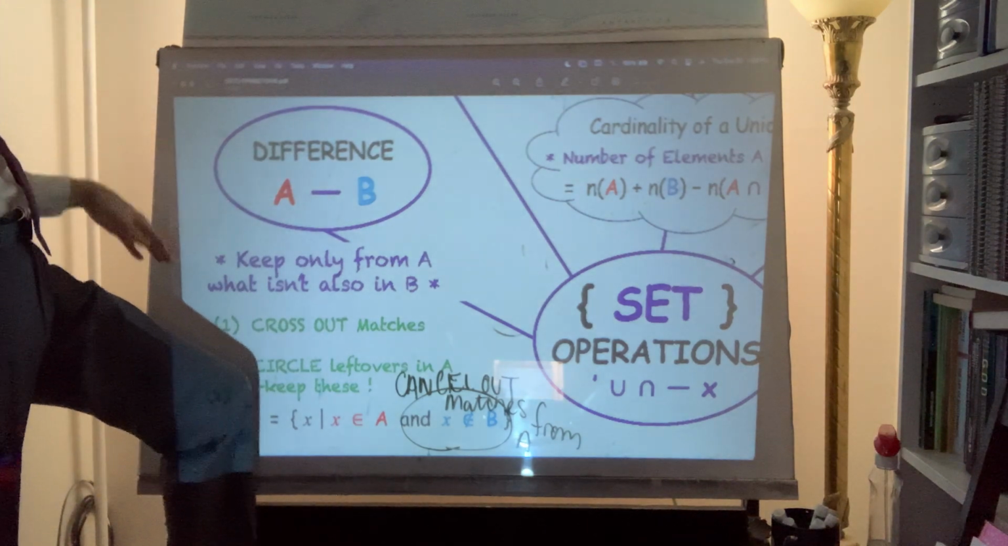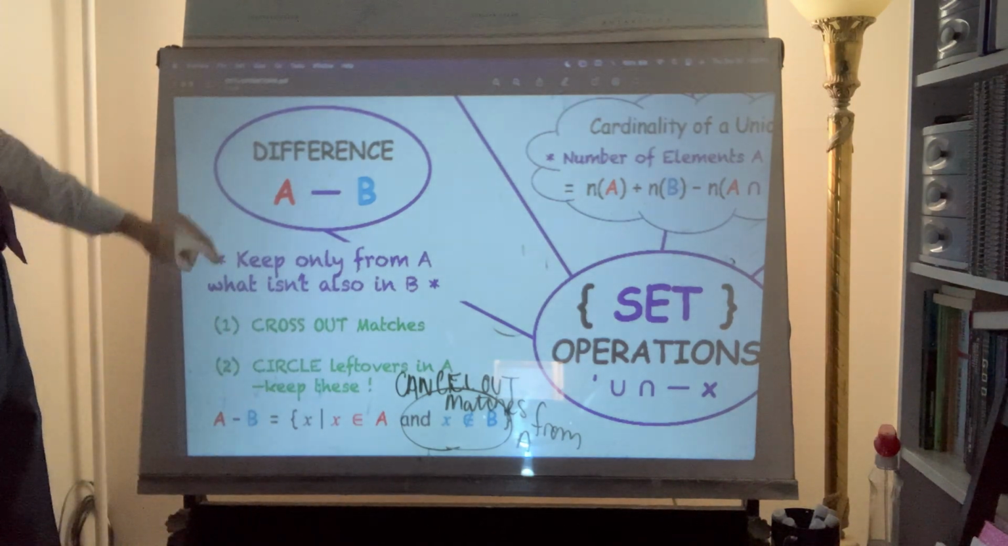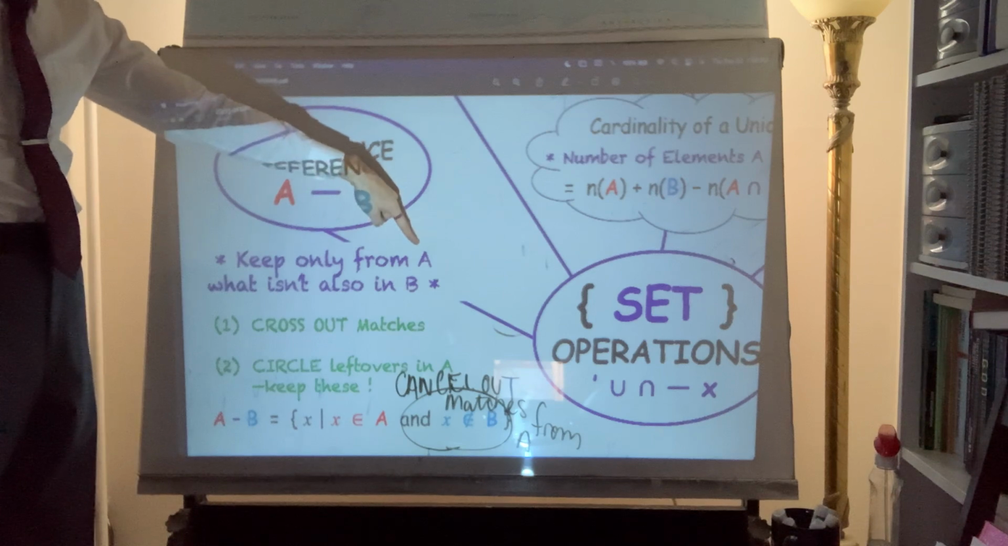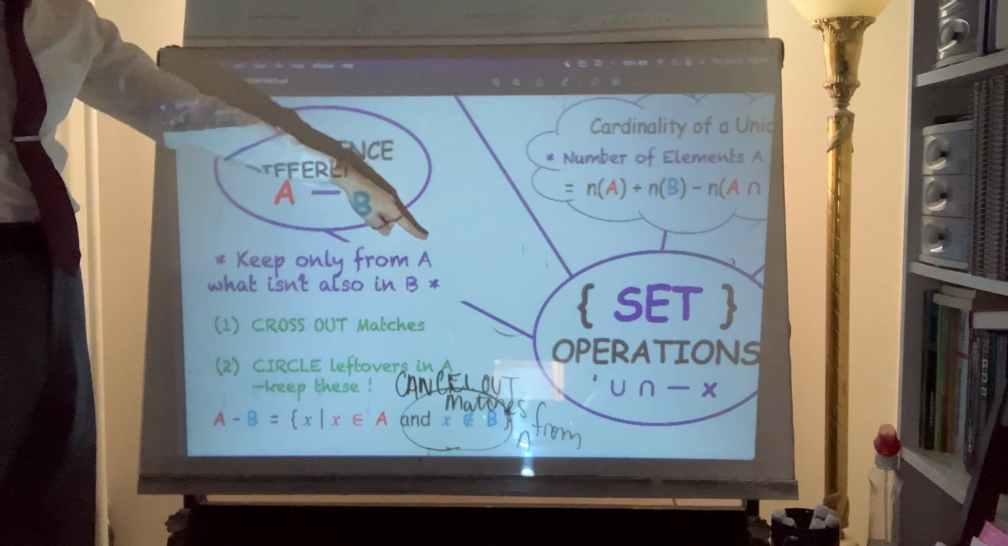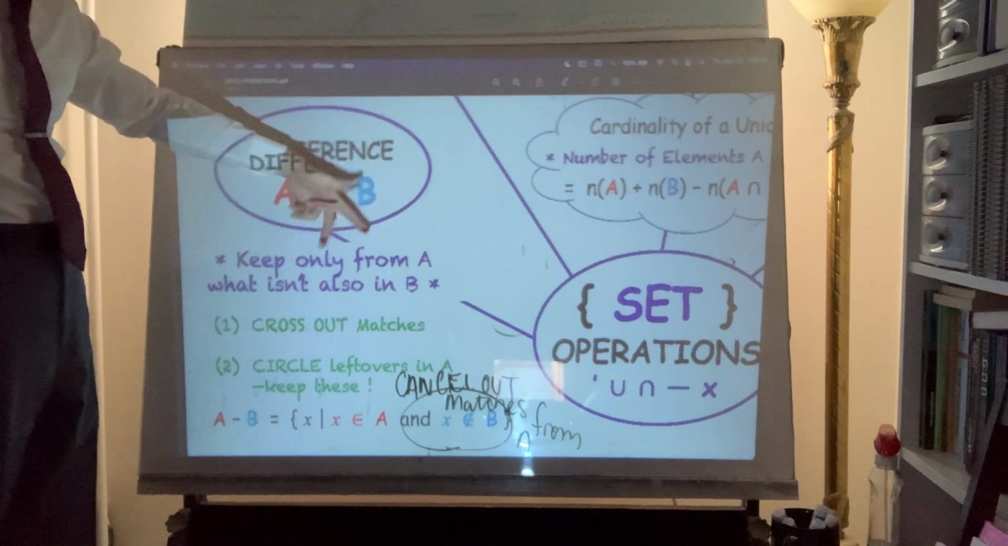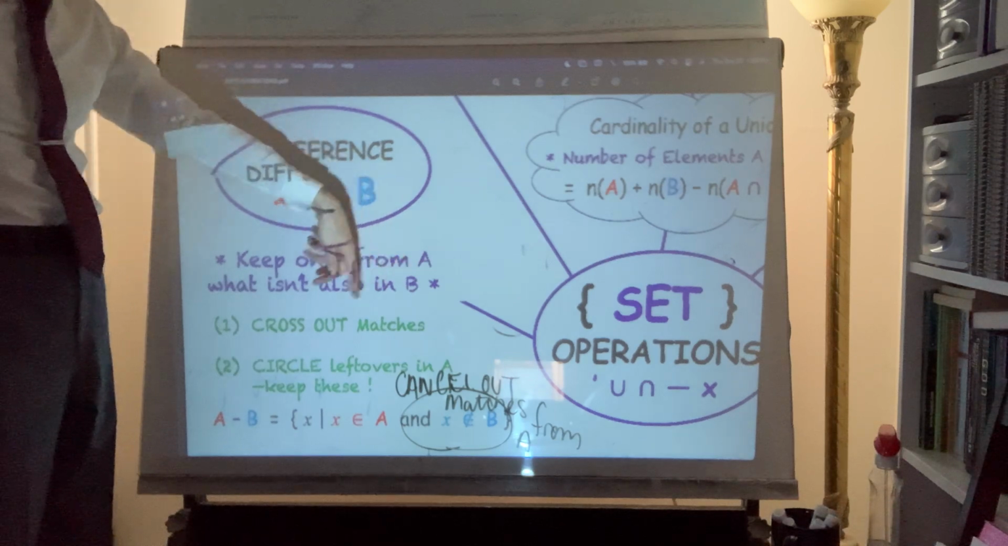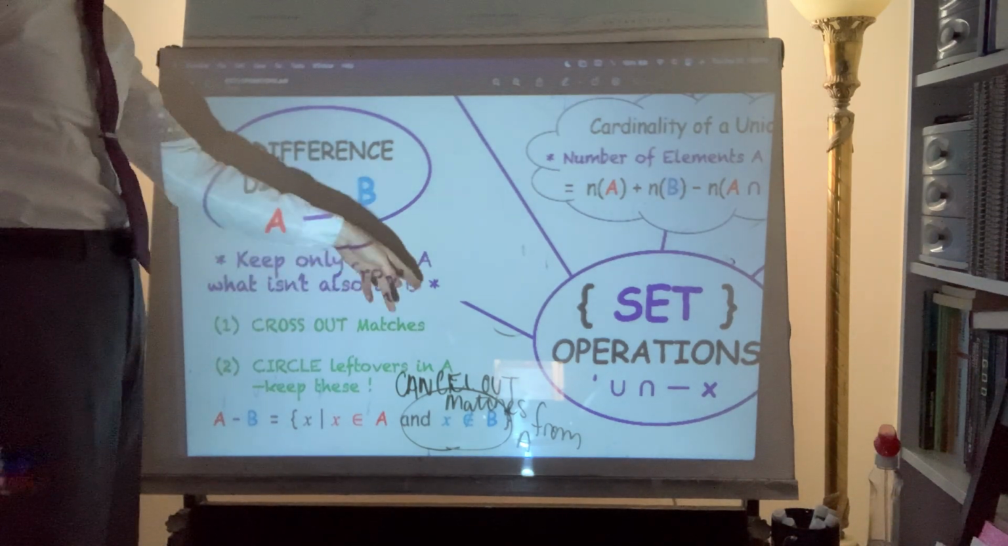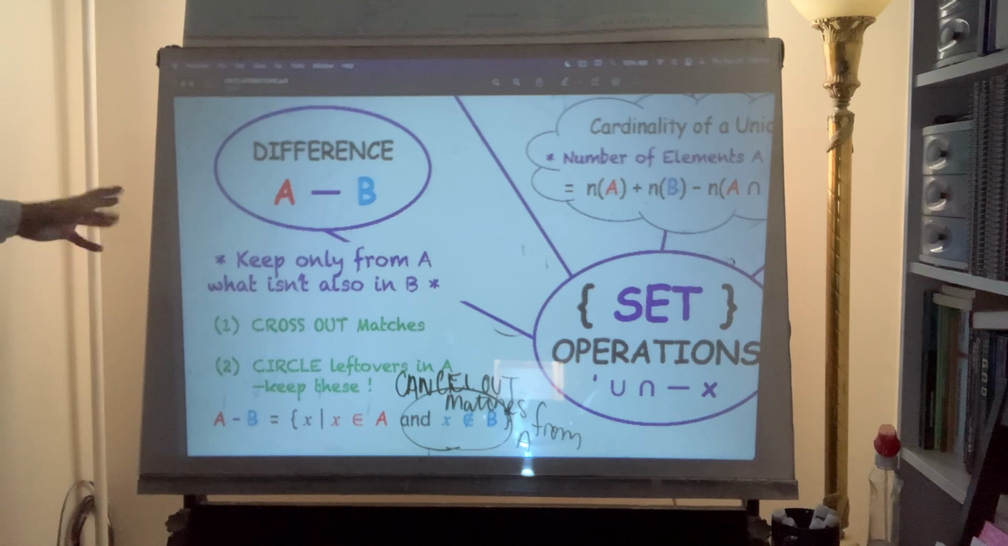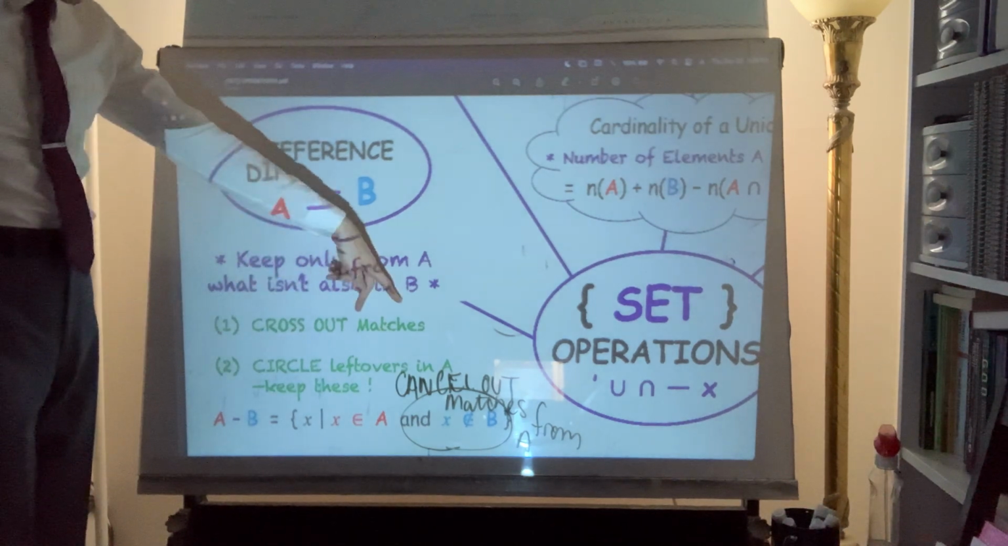So to get around this, here's basically what's going on. You're going to keep only from A, there's still A things, what isn't coincidentally in B. So what isn't also in B. How to do that without being on automatic pilot? Cross out the matches first.